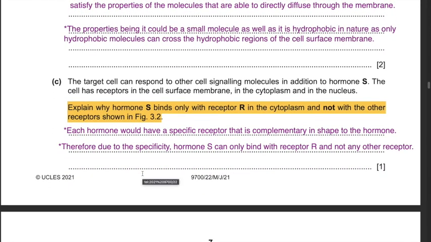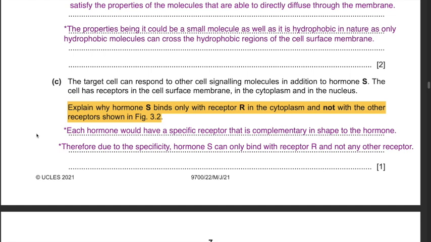Part C. The target cell can respond to other cell signaling molecules in addition to hormone S. The cell has receptors in the cell surface membrane, in the cytoplasm, and in the nucleus. Explain why hormone S binds only with receptor R in the cytoplasm and not with the other receptors shown in figure 3.2. Each hormone would have a specific receptor that is complementary in shape to the hormone. Remember that carefully. Again, each hormone has a specific receptor, and specificity means that both the hormone and the receptor would be complementary in shape.